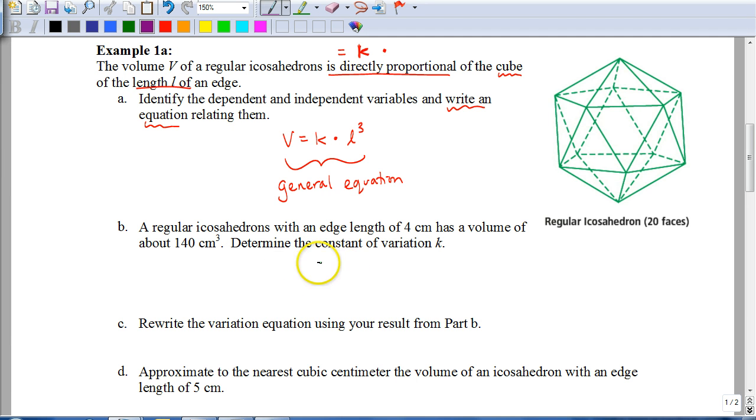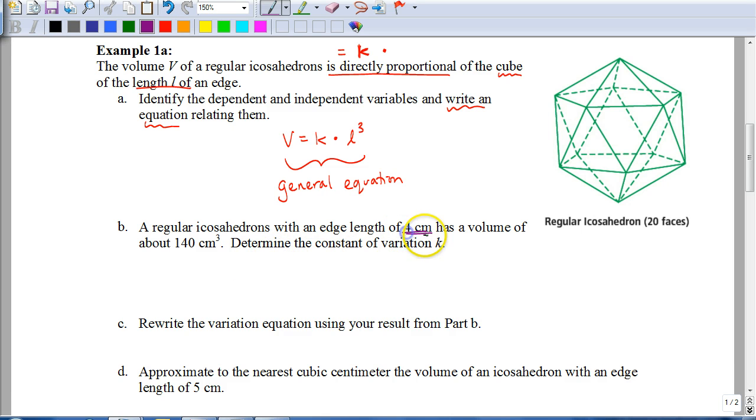So to find out what k equals, if I know a value for V and a value for L that I can plug in there, I can use those to find out what k equals. So let's look at this next part. It says a regular icosahedron with an edge length of 4 centimeters has a volume of about 140 cubic centimeters. Determine the constant of variation k.